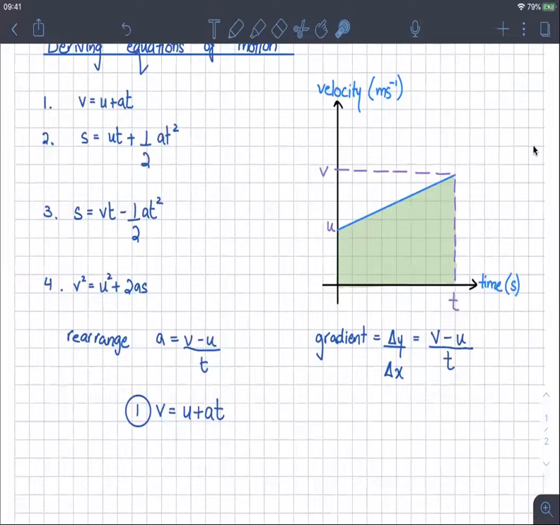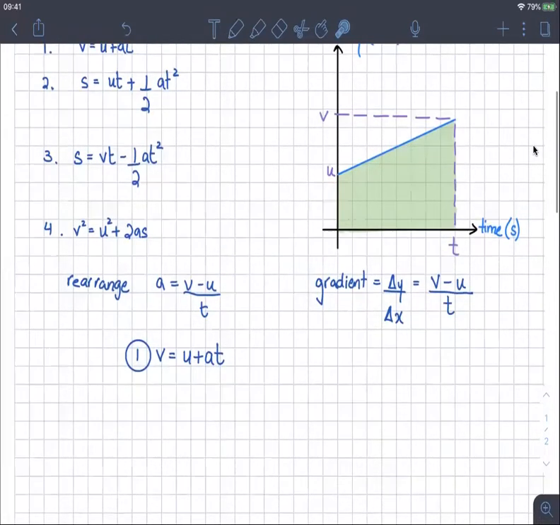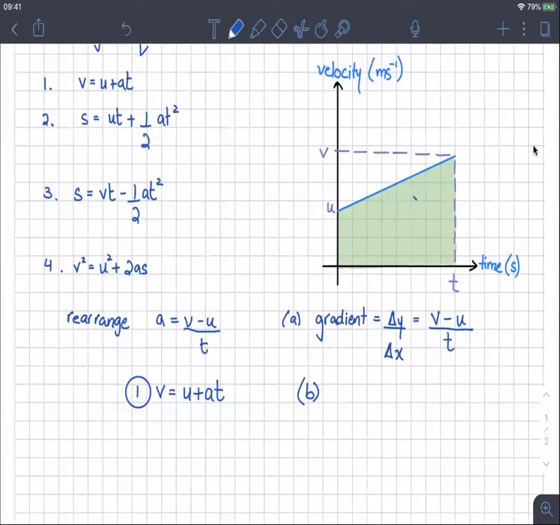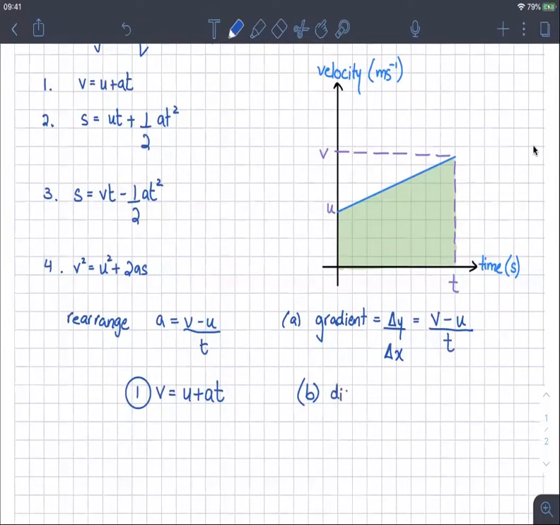Now let's look at the second one. One other thing that we can obtain from the graph shown on the right, and perhaps we can label this. So the second thing we can get from this velocity time graph is the distance or the displacement, which is the area under the graph that's been highlighted in green. And how do you do that? If you want the displacement in this case, you find the area under the graph.